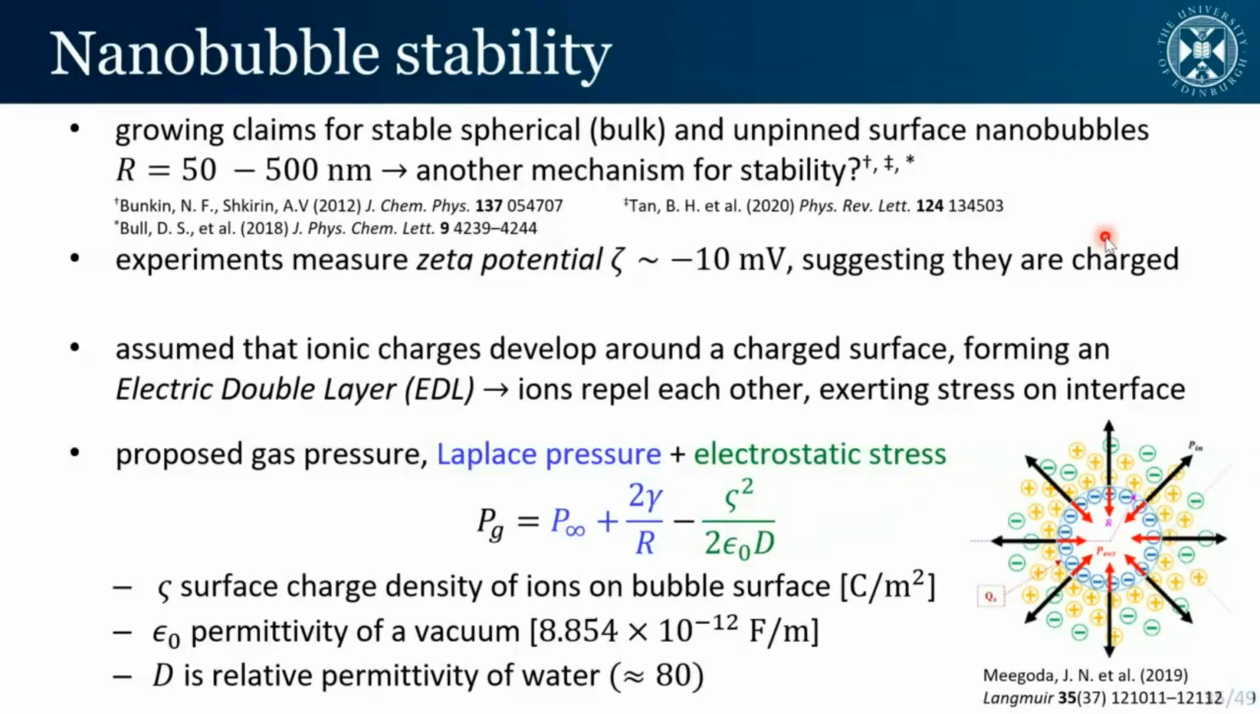Now, the experiments by people who are suggesting that bulk nanobubbles exist will consistently report a zeta potential of around -10 millivolts, which suggests that these nanobubbles are like charged particles. And the argument that followed from this was that this zeta potential arises from ions absorbing onto the nanobubble surface and forming an electric double layer around the nanobubble. And crucially, these ions on the surface would exert repulsive forces on each other, which would manifest as this electrostatic stress, which actually relaxes the Laplace pressure. So the internal gas pressure would not be as high as it would be otherwise.